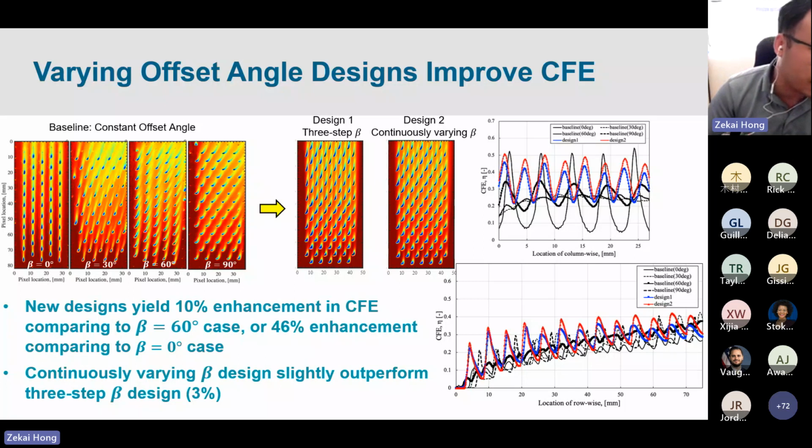Here are the fixed constant offset angles, and these two are the varying compound angle designs. As you can see, the new design outperforms the constant design. The benefit between these two is about 3%, not much. But compared to the baseline case, it's about a 46% enhancement, and it's about a 10% enhancement over the optimal case of 60 degrees.